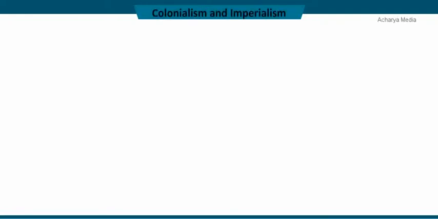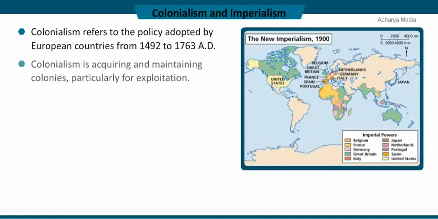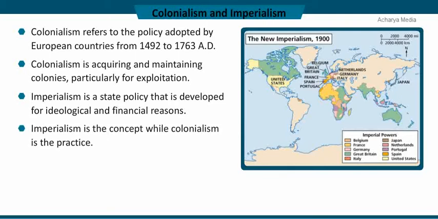Colonialism and imperialism. Colonialism refers to the policy adopted by European countries from 1492 to 1763 AD. In this era, colonies were established in the Asian and American continents by England, France, Spain, and Portugal. Colonialism refers to the policy of acquiring and maintaining colonies, particularly for exploitation. It is a relationship between an indigenous majority and minority foreign invaders. Imperialism is a state policy and is developed for ideological and financial reasons. Imperialism is the concept, while colonialism is the practice.